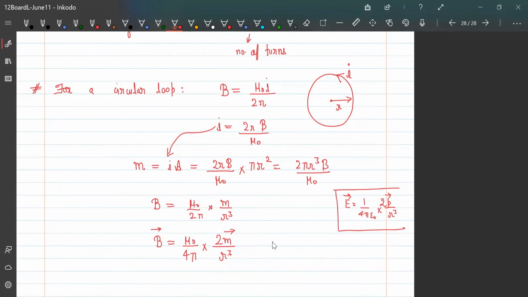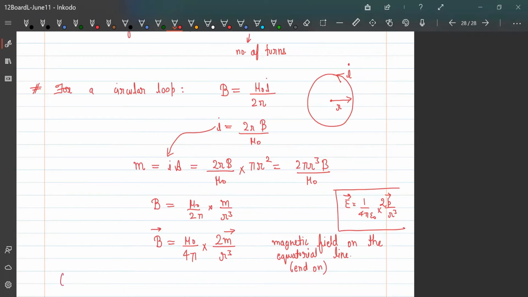This is the magnetic field on the axis of the dipole, on the axial line, not the equatorial line. So there's a similarity between these formulas. This position is also called the end-on position.